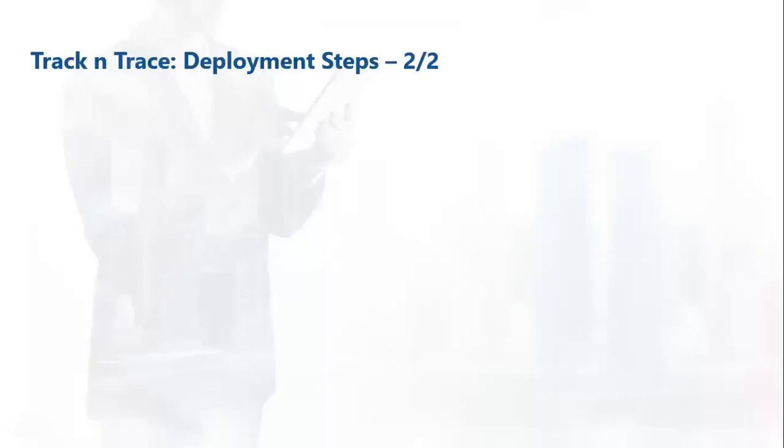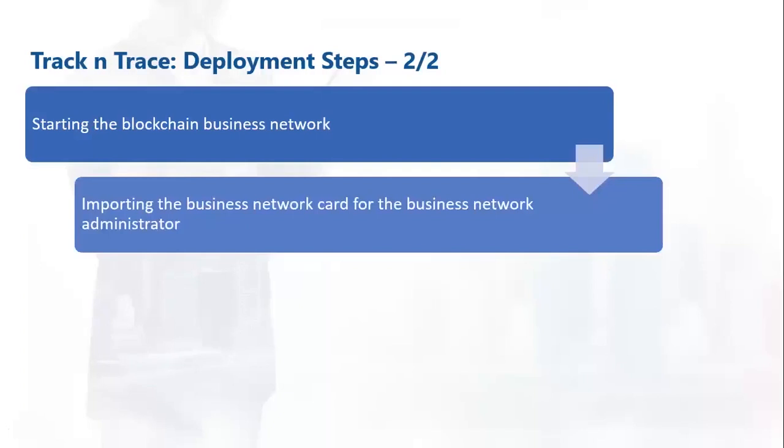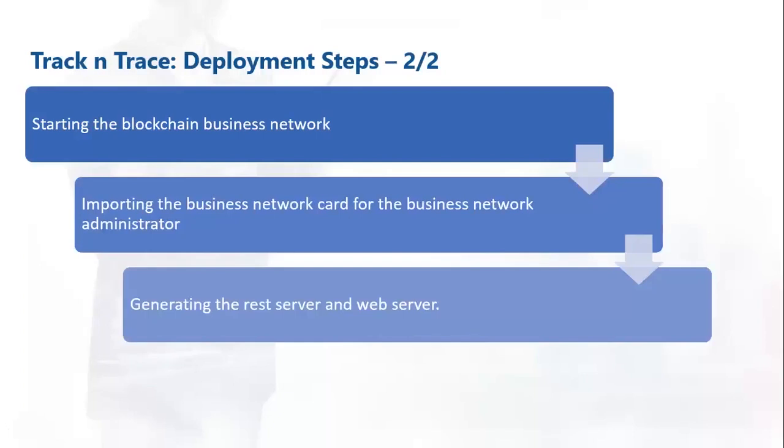Once we have our business network archive installed on all the peers, the network can be started using the composer command line and the business network card. This completes the deployment. Hereafter, we need to create at least one participant who will act as a network administrator. This participant is responsible for onboarding other participants into the blockchain business network.